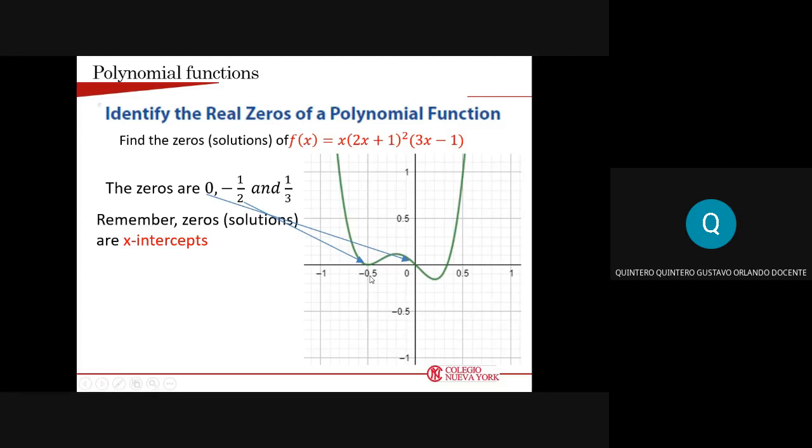Negative 0.5. You can put negative 1/2 in the calculator, and it will give you negative 0.5. It is right there. Look at that. How beautiful is this? And last, 1/3. If you put it in the calculator, it's going to give you 0.333333333, around here. Zeros can be seen as x-intercepts, and this is the process. This is how you find it. All right?